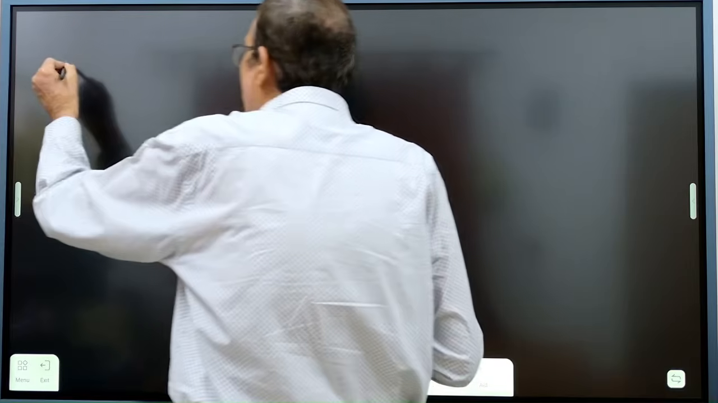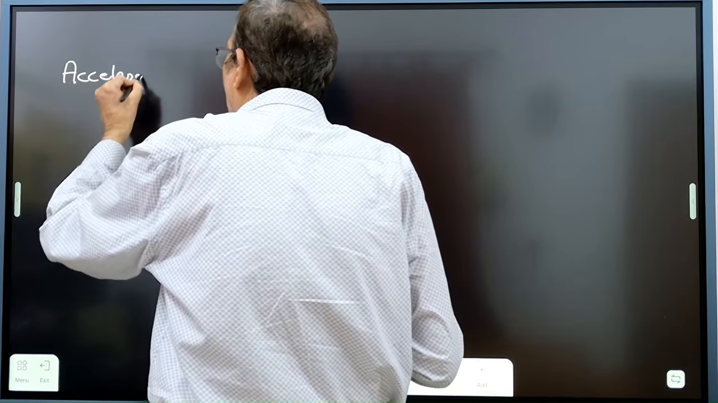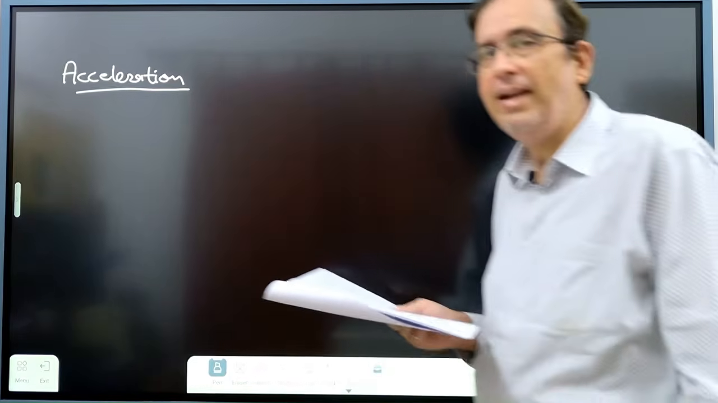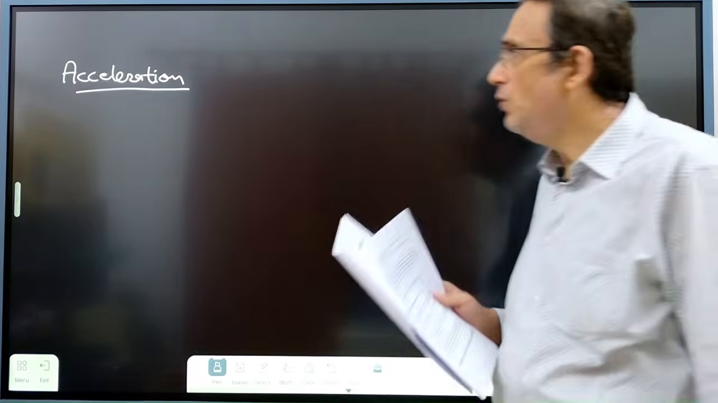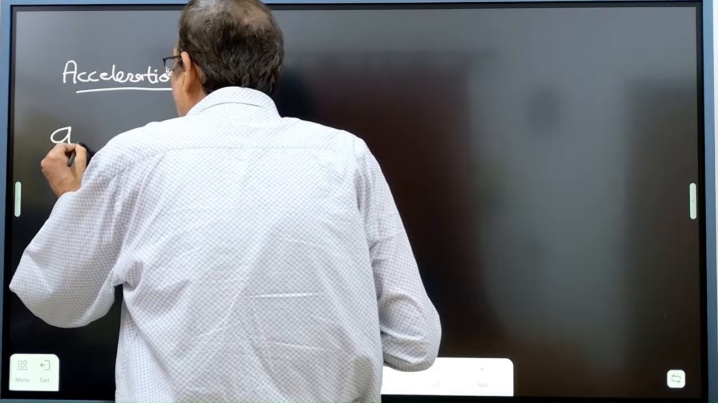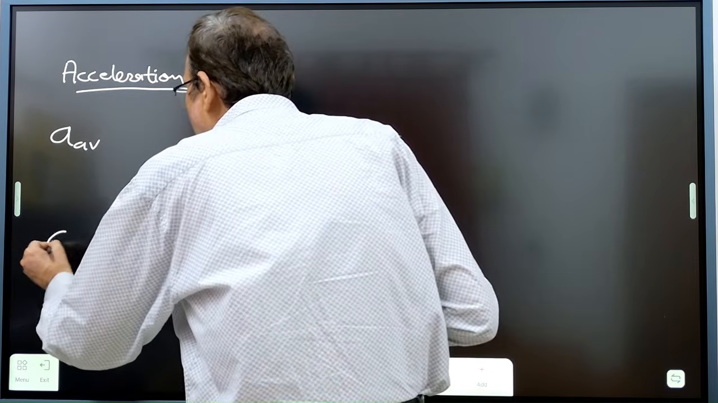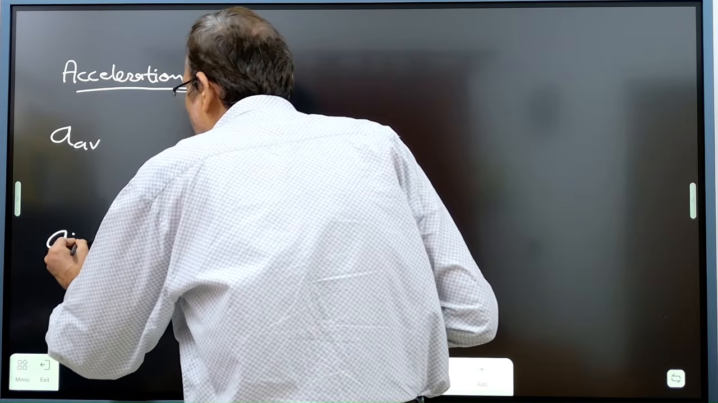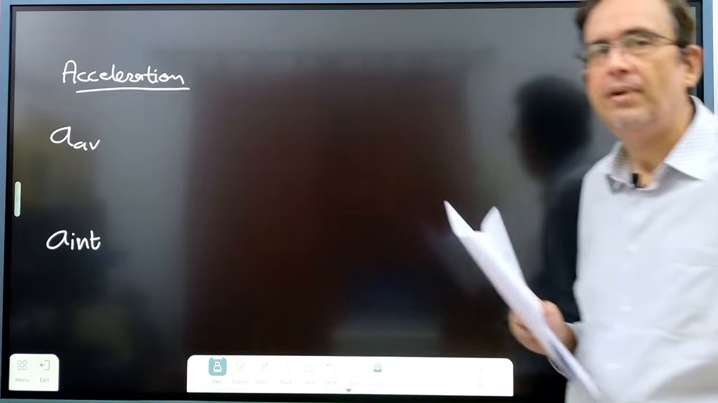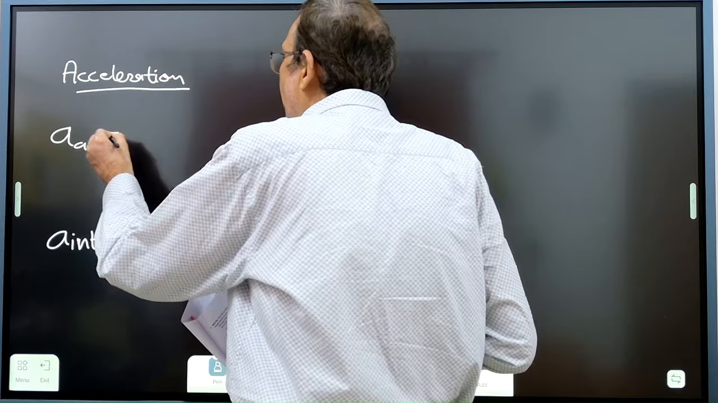So what is acceleration? Let us define acceleration, and there are two types of acceleration. One is the average acceleration, which is defined as a average, and the other one is instantaneous acceleration, which is defined as a instantaneous. So let us talk about the first one, which is average acceleration.